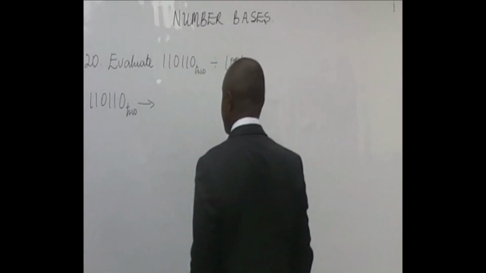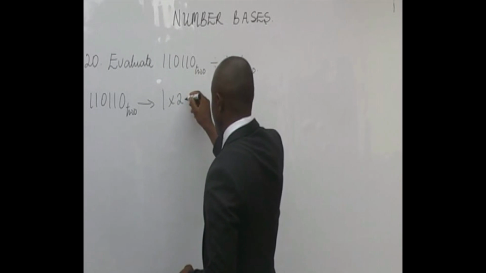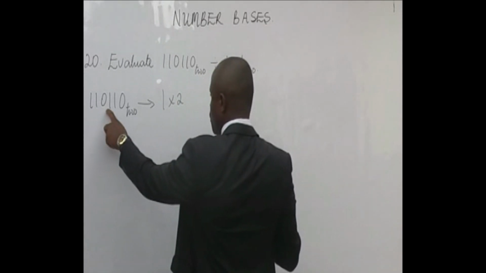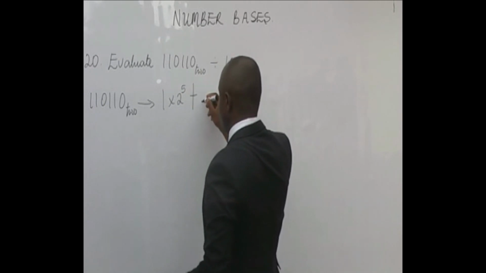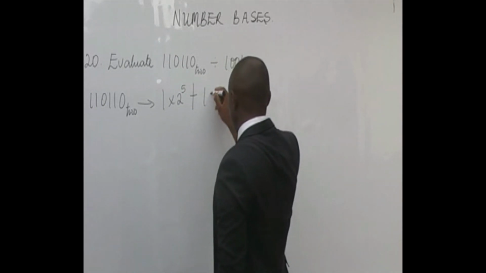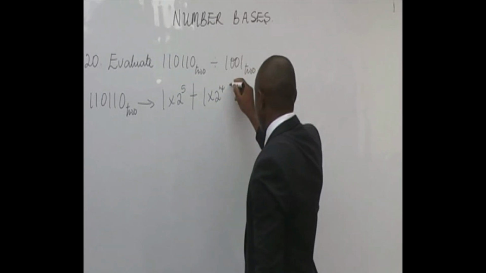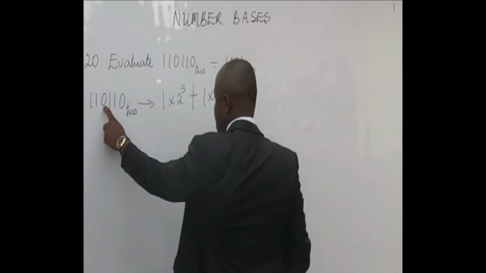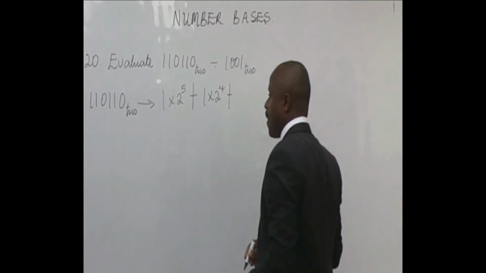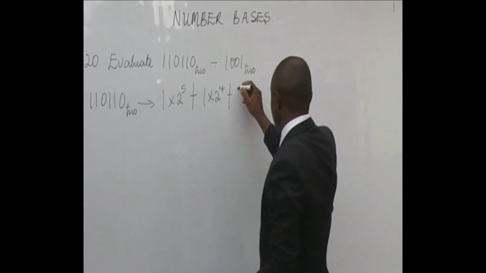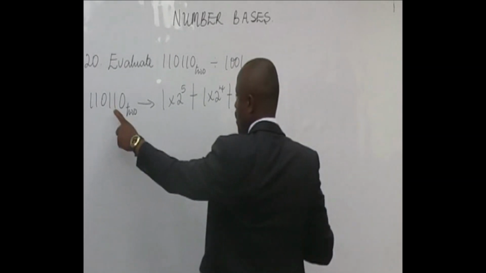Converting it to base 10 is going to be 1 times 2 exponent 5, since there are 1, 2, 3, 4, 5 digits remaining, plus the second one times 2 exponent 4. That is the remaining digits 1, 2, 3, 4. The next is 0, 0 times 2, it will now be exponent 3. 1, 2, 3.